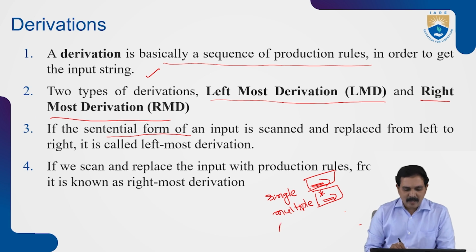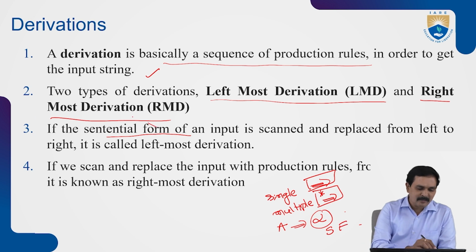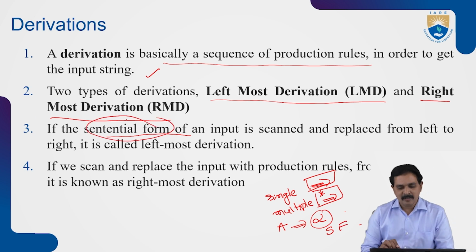So I have to go for A derives alpha, where alpha becomes a sentential form, SF. SF is nothing but a sentential form. That is the idea of a sentential form. If the sentential form of the input is scanned and the replacement is done from left to right, it is called the leftmost derivation.